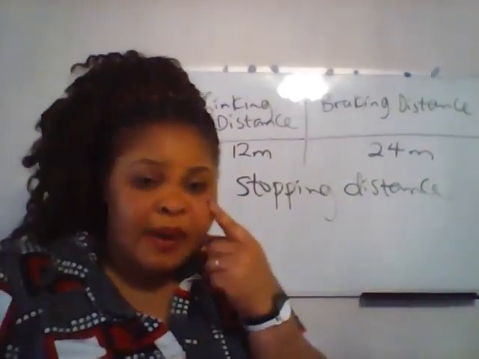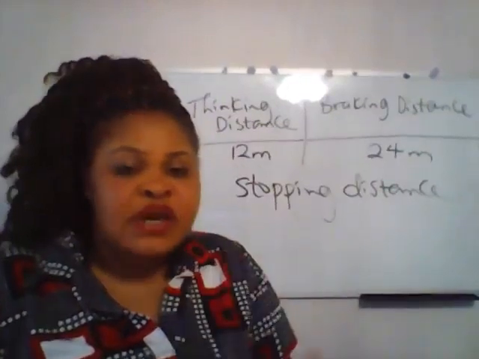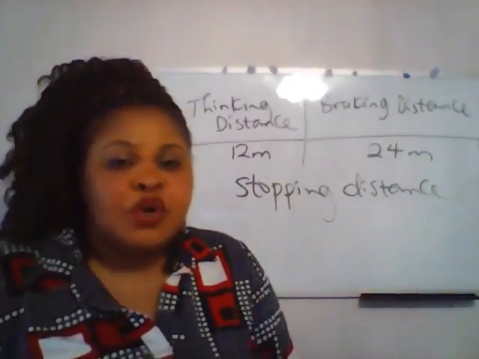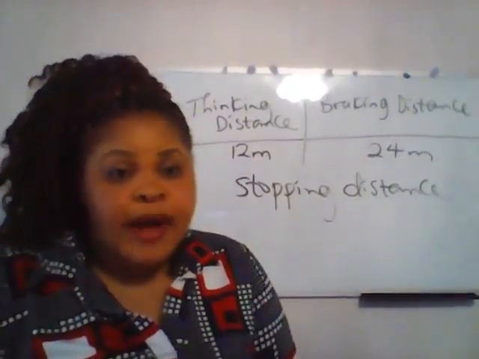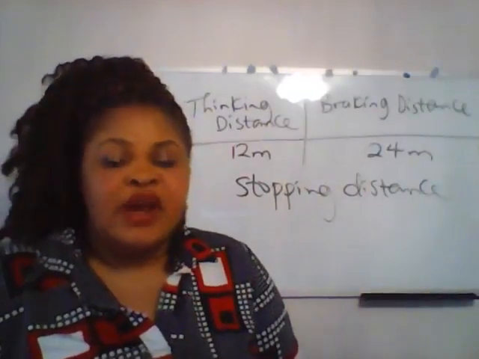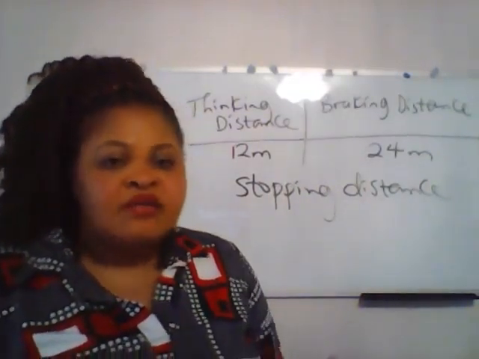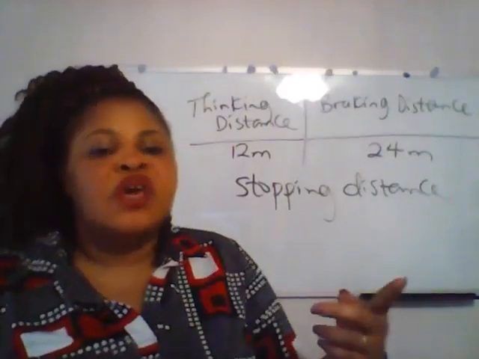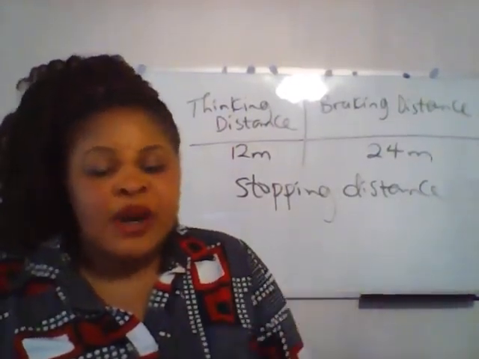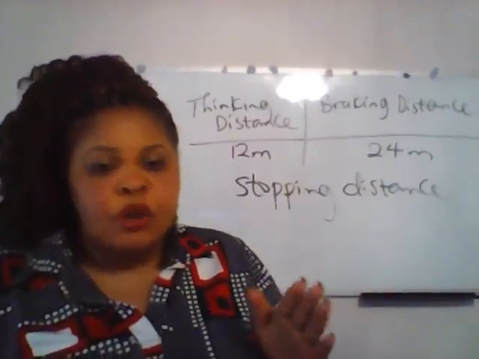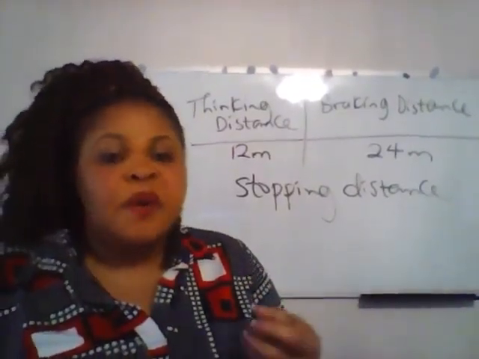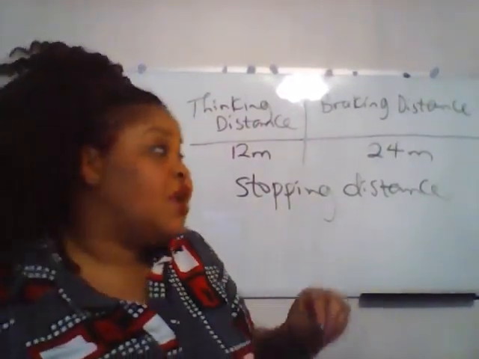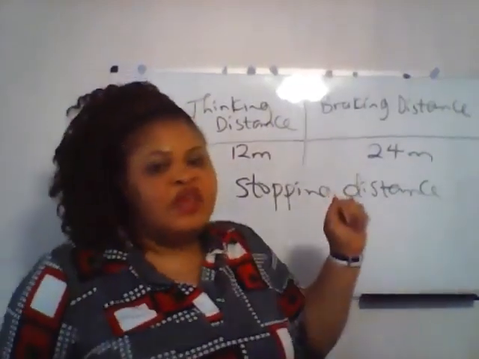If the person has a problem with their eyesight and they haven't taken proper steps to get medical help, or if they're ill, or if they're in a bad place emotionally, that could affect their thinking distance. Because if you're distracted, you're not going to see the danger as quickly as someone who's focused, someone who's alert. So a driver's alertness actually has a huge impact on their thinking distance.